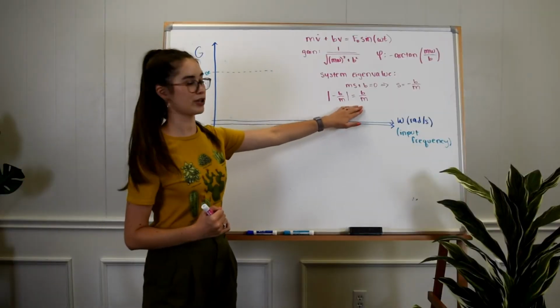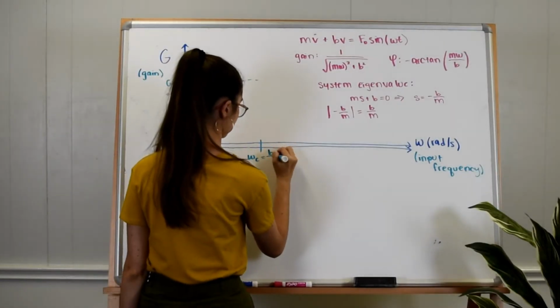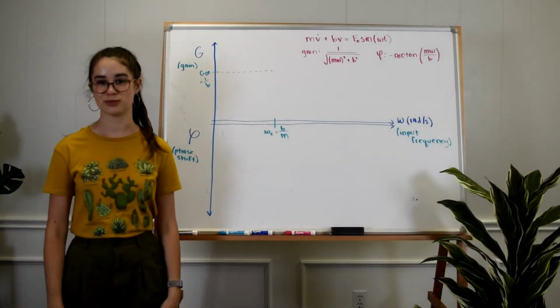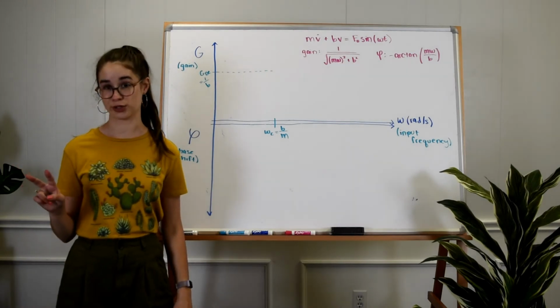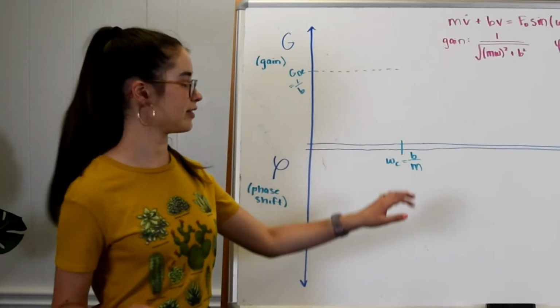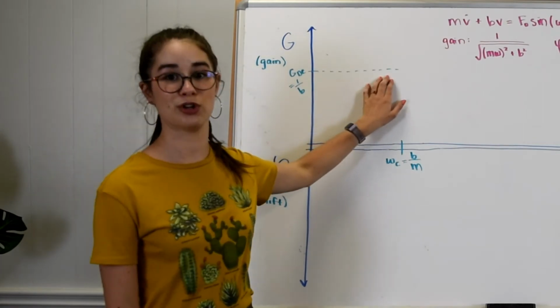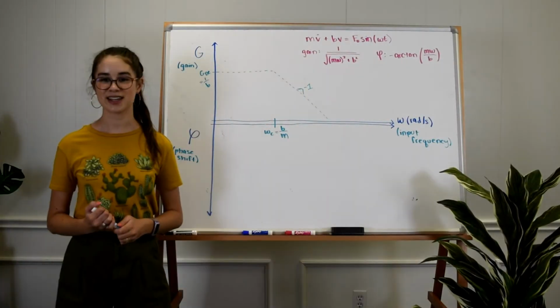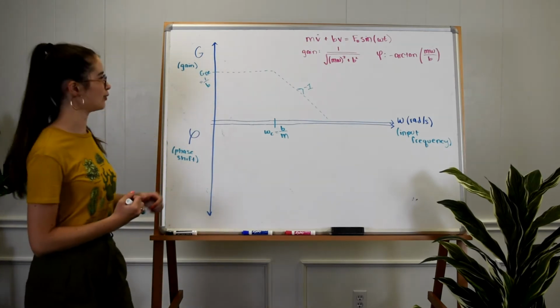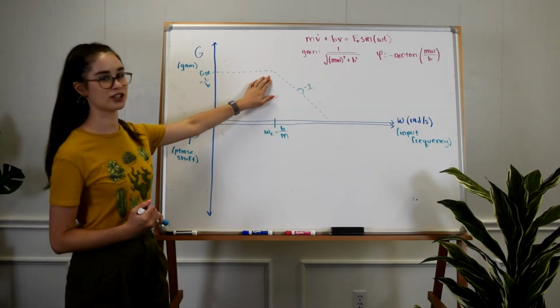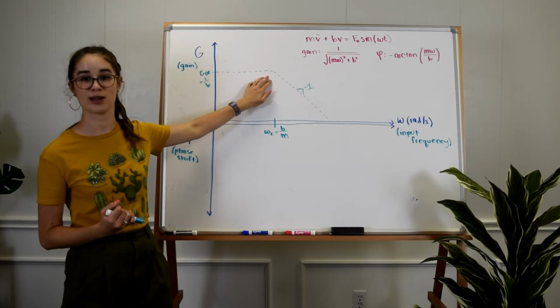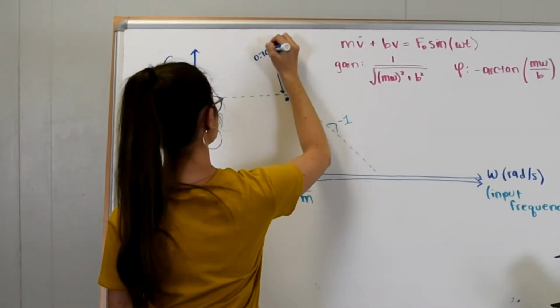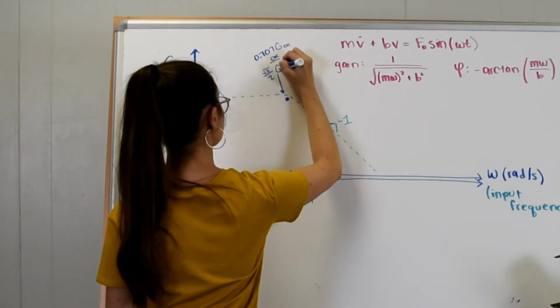We take our corner frequency and we write it on our x-axis. For first order systems, we know two things about our corner frequency. The first is that at this value, the slope of our asymptote will change from 0 to -1. The second is that at this point, the actual value for our gain will be 0.707 times the DC gain, or square root of 2 over 2 times the DC gain.